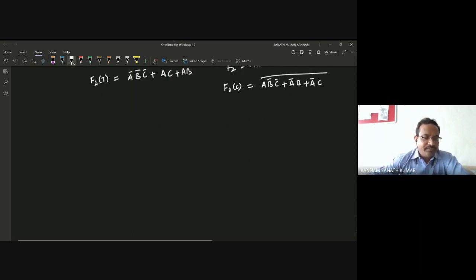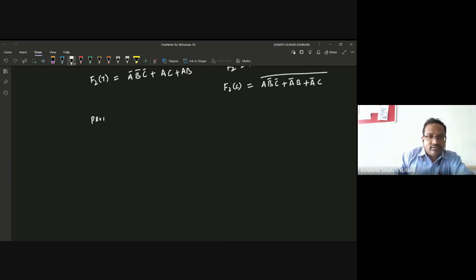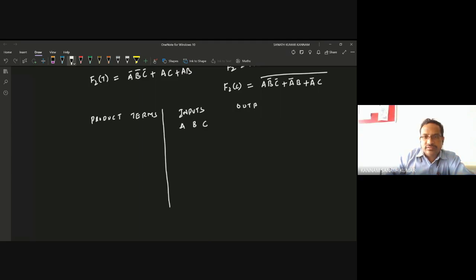Now you need to draw the product table, okay? Product terms, and the inputs, these are A, B, C, okay? And outputs. So what are the outputs? One is the complemented form and the next one is the true form, okay? So that is there in F1 and F2. What are the terms present in the complemented form and true form? You need to see, okay?